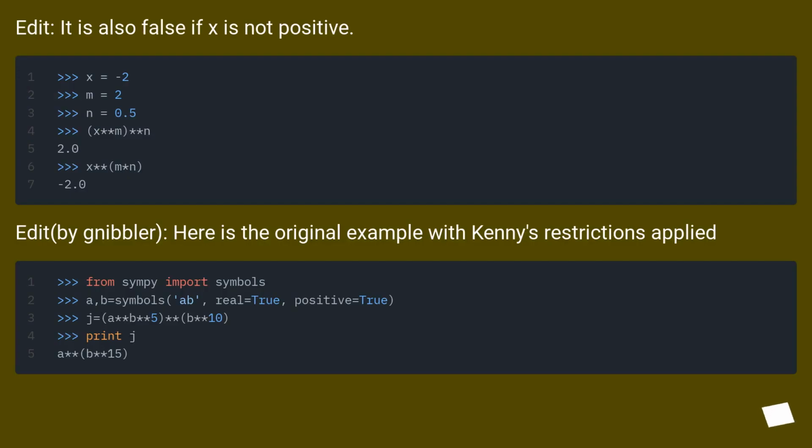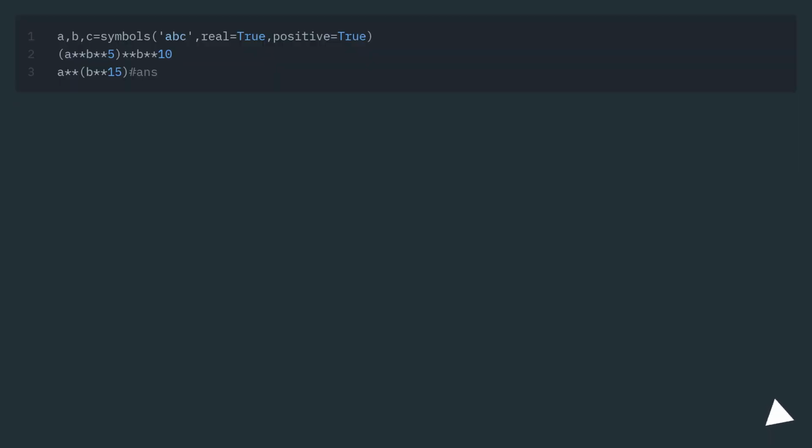Edit: it is also false if x is not positive. Edit by Nibbler: here is the original example with Kinney's restrictions applied. This may be related to this bug.